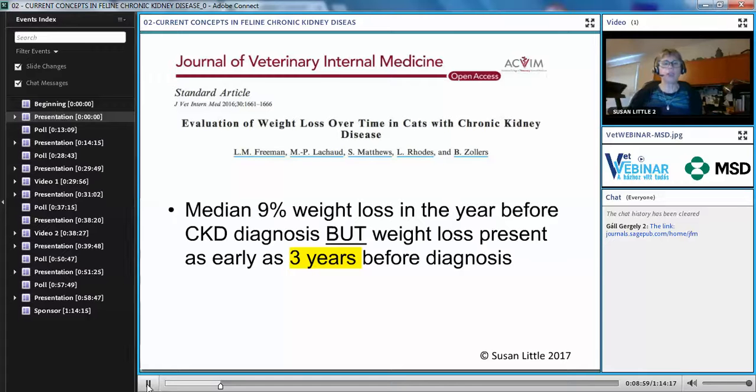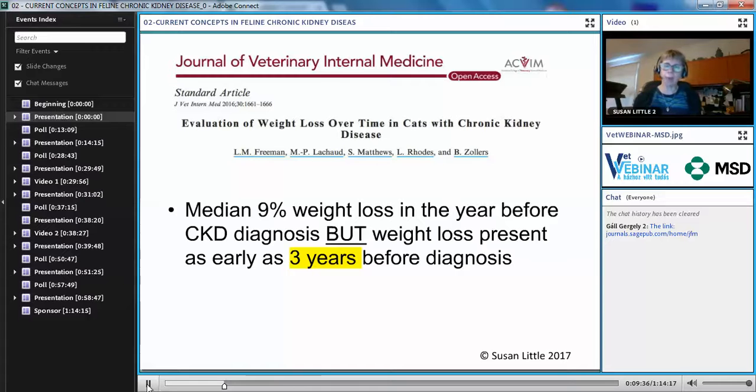Another way to have some early detection of many diseases, including chronic kidney disease, is to be very proactive in monitoring the weight of your patients. So this is a study that was published just last year looking at trends in weight loss over time in cats that were diagnosed with chronic kidney disease. And they found that in the year before a patient was finally diagnosed with chronic kidney disease, they'd lost a median of 9% of their body weight. And that's a pretty significant amount of weight loss.